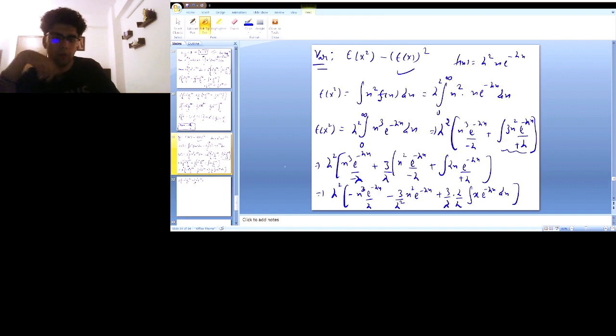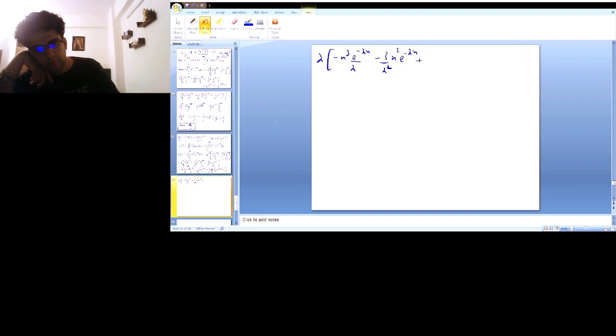Now this was 3 and this was 2. This was 2, not lambda. I hope you guys can understand me. 3 upon lambda into 2 upon lambda. 2 and lambda comes out. So this becomes 6 upon lambda square. So this was 6 upon lambda square.